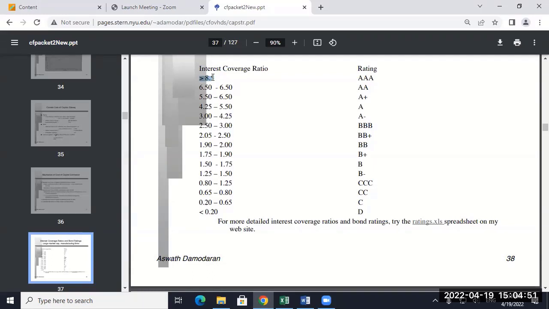If you're above 10, you're in pretty good shape, right? You don't have to worry about it. He's using 8.5 as AAA. At 2, boy, just like we said, isn't it? 2 is when you go to below investment grade.